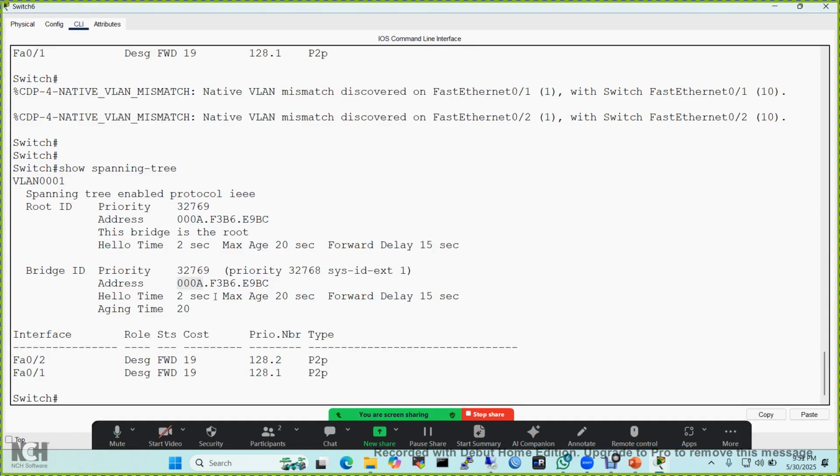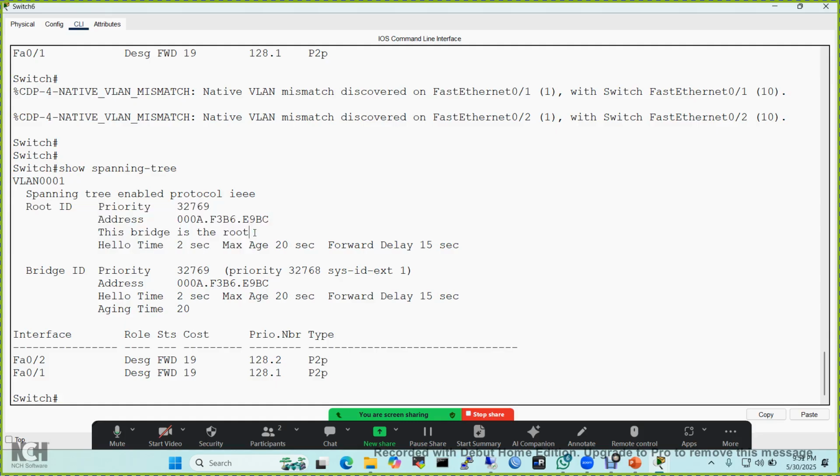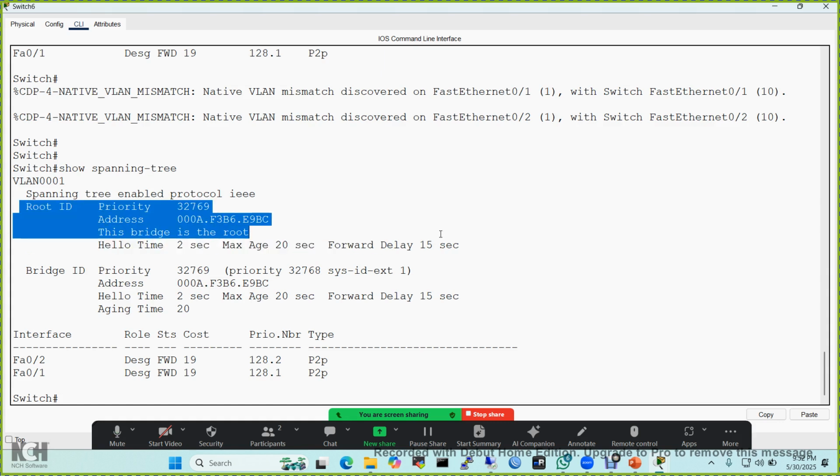10. That's why this switch, the right switch, has the lowest MAC address. Yes. That's why this switch is the root, isn't it? Here is the root information of the two switches. Which switch is the root? This bridge is the root. It is written only on the root switch. And this message is the root information of this network.